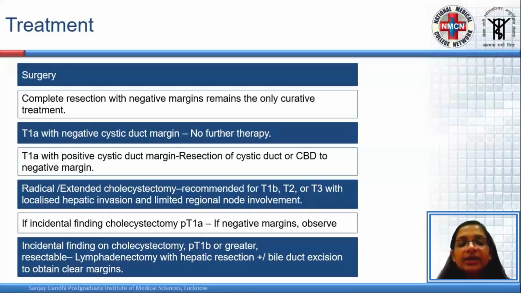If it is an incidental finding on cholecystectomy, and it has come as pT1A and a negative margin is there, we can go ahead with observation. And if there is an incidental finding on cholecystectomy which is T1B or greater, and if it is resectable, lymphadenectomy with hepatic resection plus or minus bile duct excision to obtain clear margin, which is generally a completion surgery.